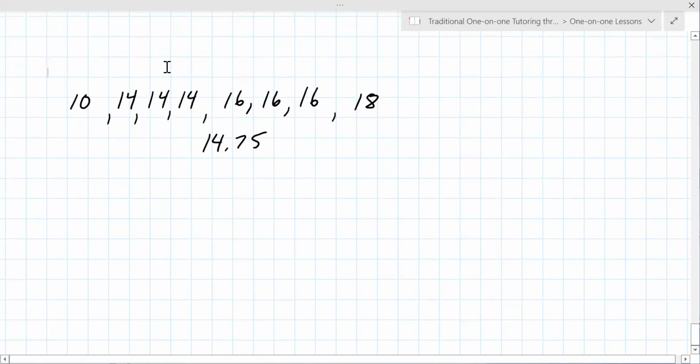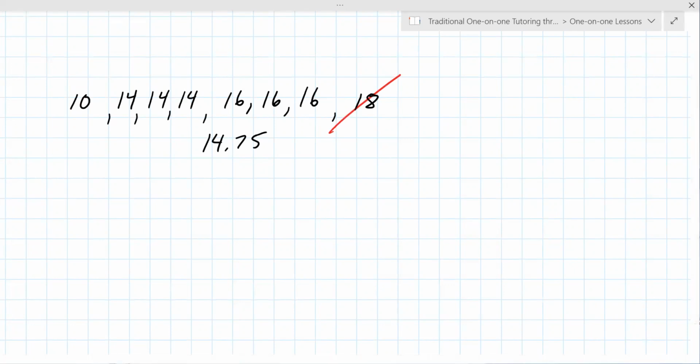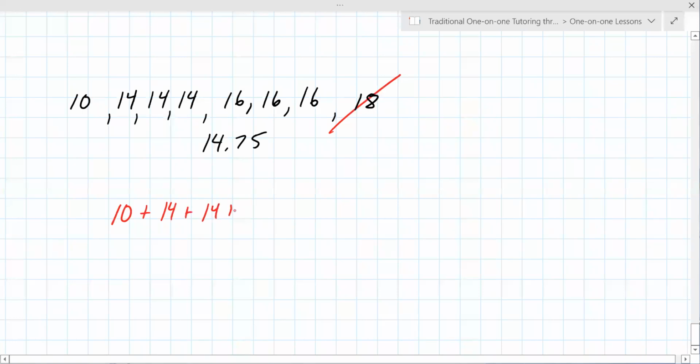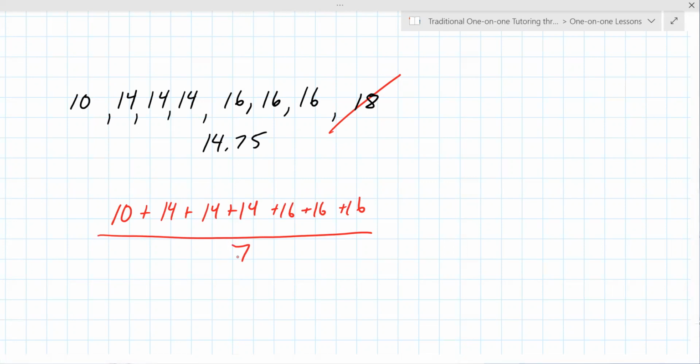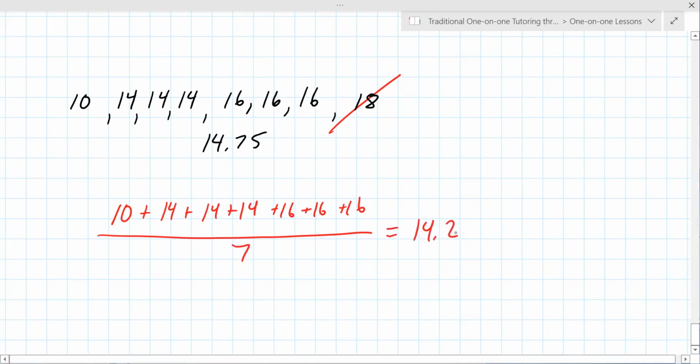What do you think happens if we remove the larger number? We'll just have to find out. Okay, well, let's find out. Let's add those numbers together. $14.2. So did the average go up or down? It decreased. Okay. All right.